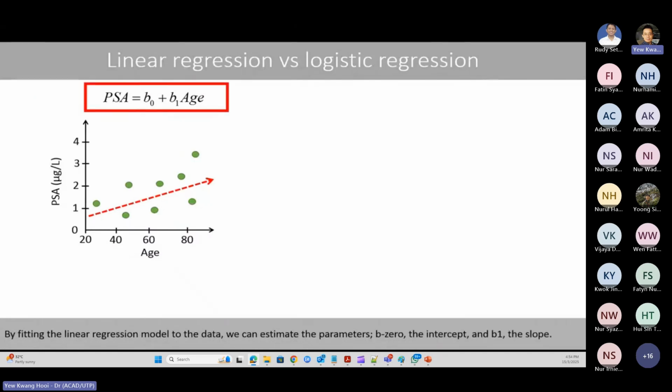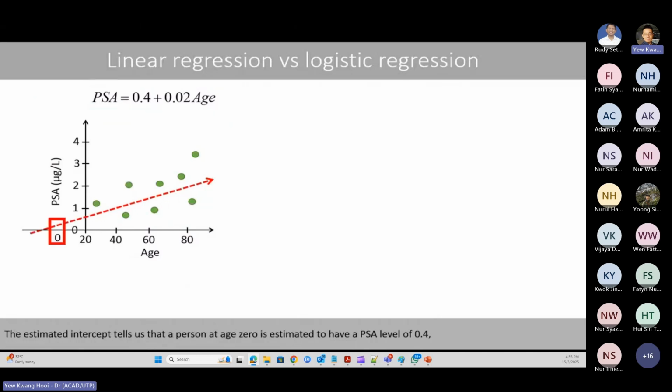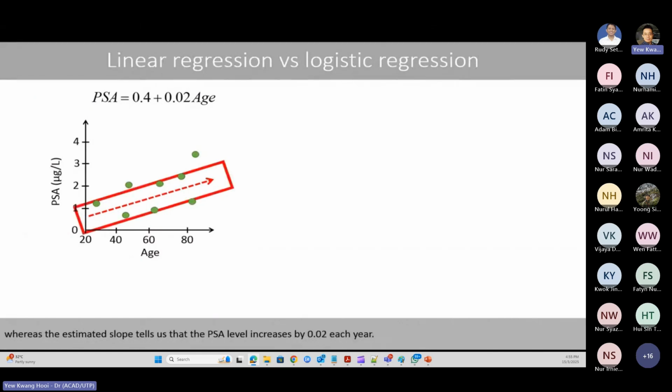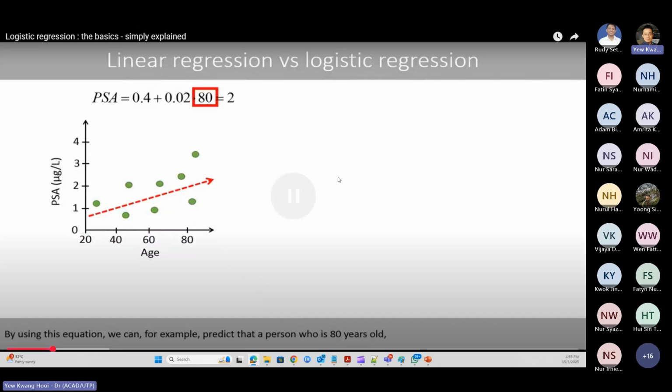By fitting the linear regression model to the data, we can estimate the parameters B0, the intercept, and B1, the slope. For this example data, the intercept was estimated to 0.4 and the slope to 0.02. The estimated intercept tells us that a person at age 0 is estimated to have a PSA level of 0.4, whereas the estimated slope tells us that the PSA level increases by 0.02 each year.